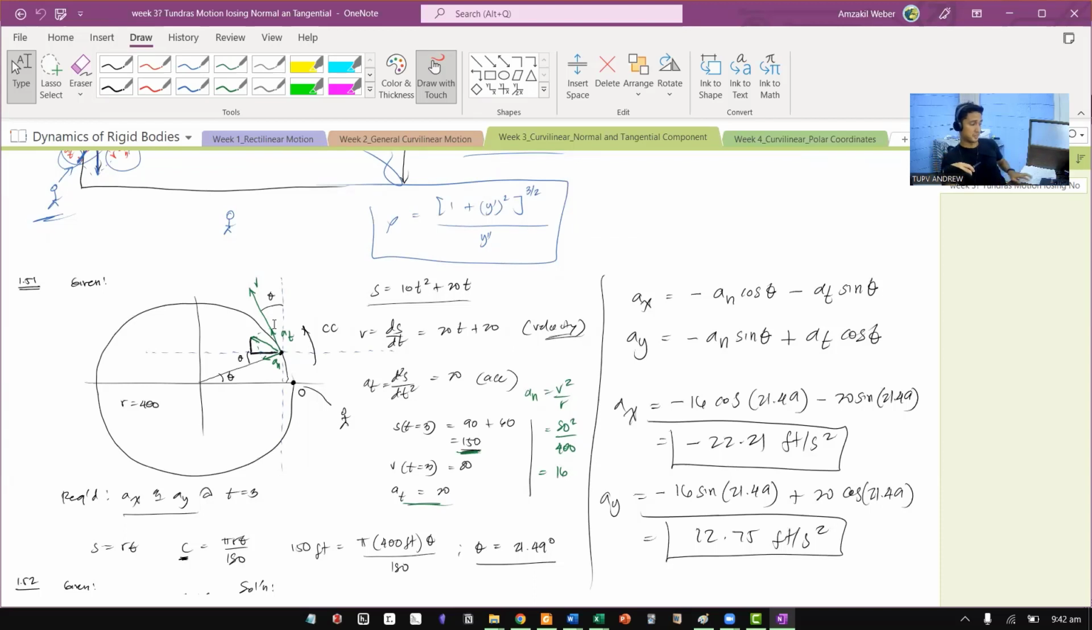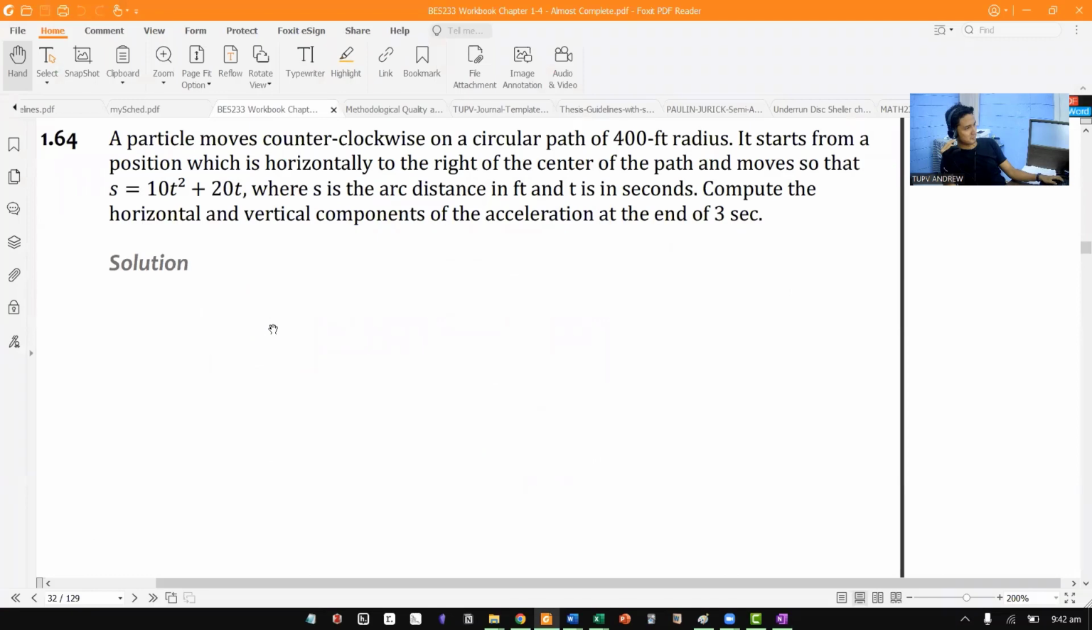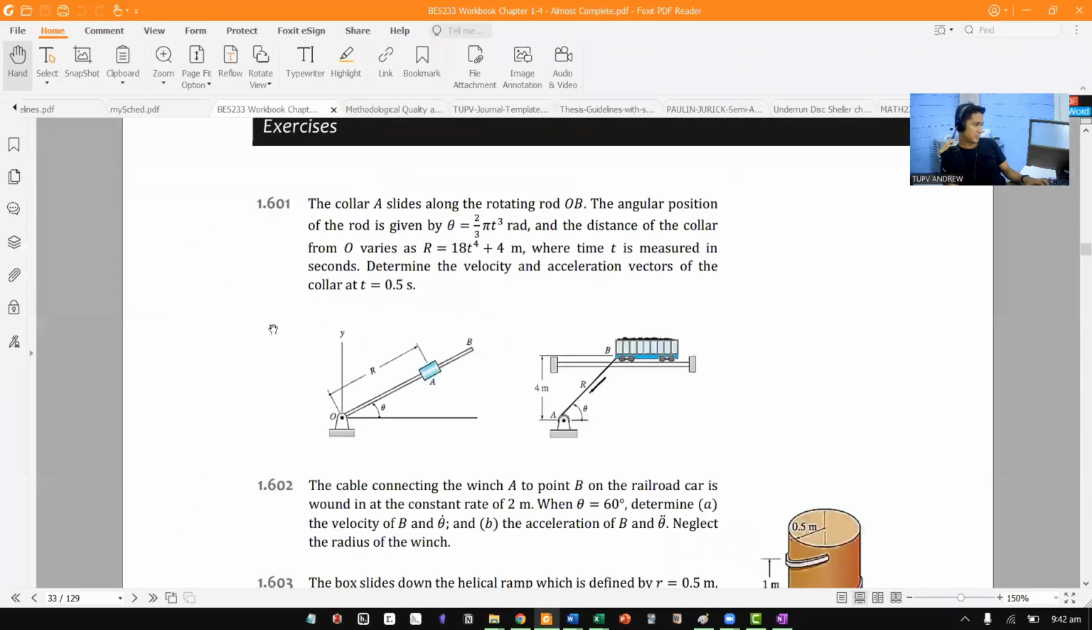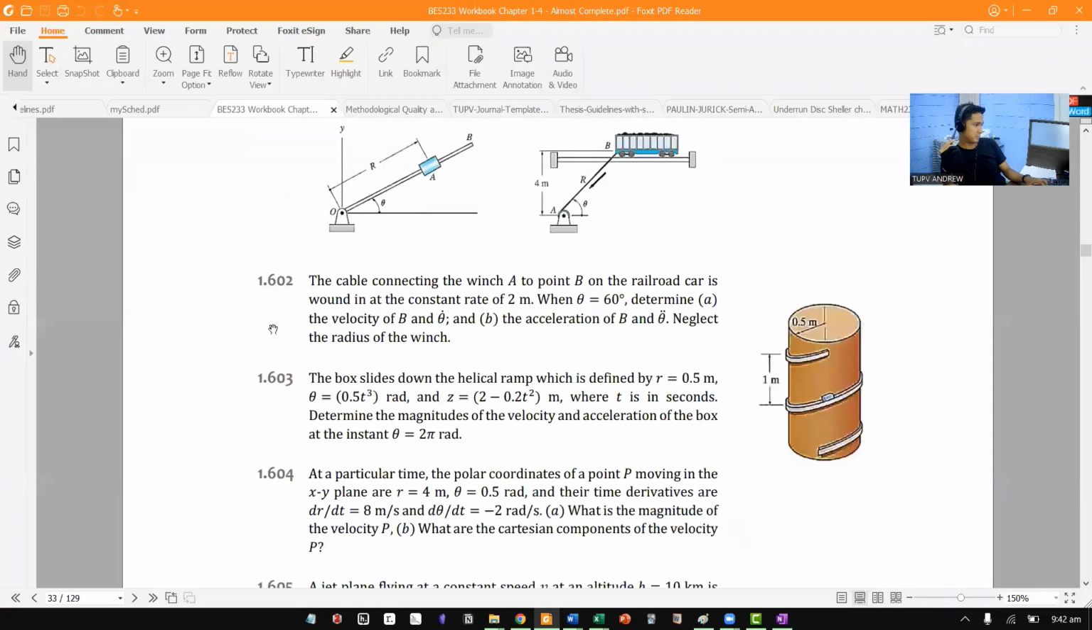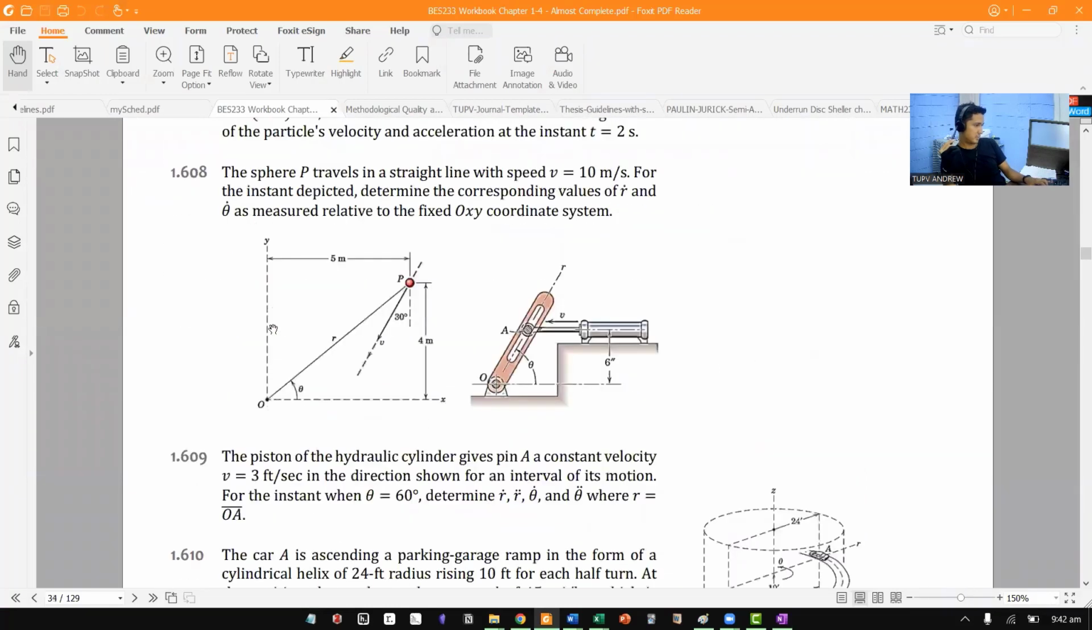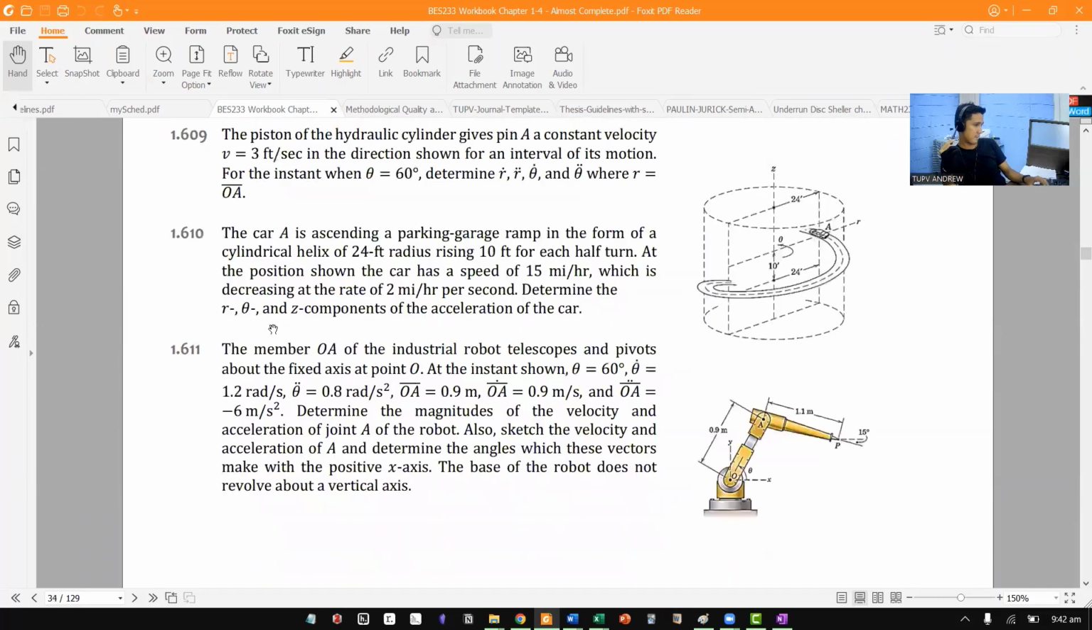because we analyze it from the polar coordinate system, and this one from normal and tangent axes. I think that's enough for this sample problem. It's exactly the same relation. So for the exercise, we have 1.61, 2, 3, 4, 5, 6, 7, 8, 9, 10, 11.